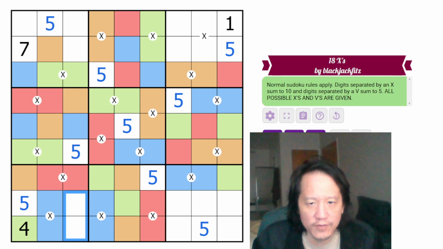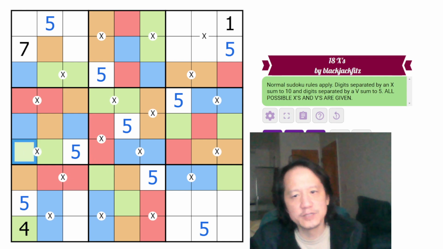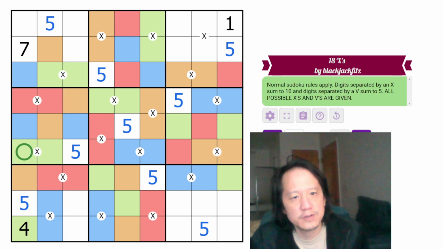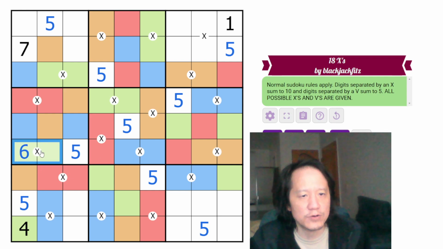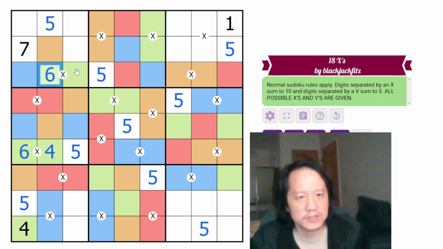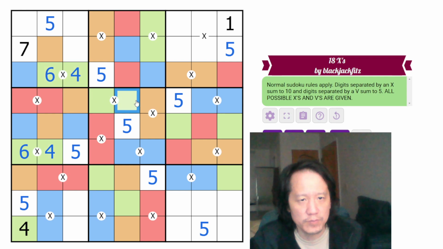And this must have a green or orange. We're not sure which. Well, this has to be a 6. This has to be a 6 because it can be only 4 and 6s in the greens. And therefore, it can't be 4. So this must be 4. This can't be 4. So this is 6, which makes that a 4.